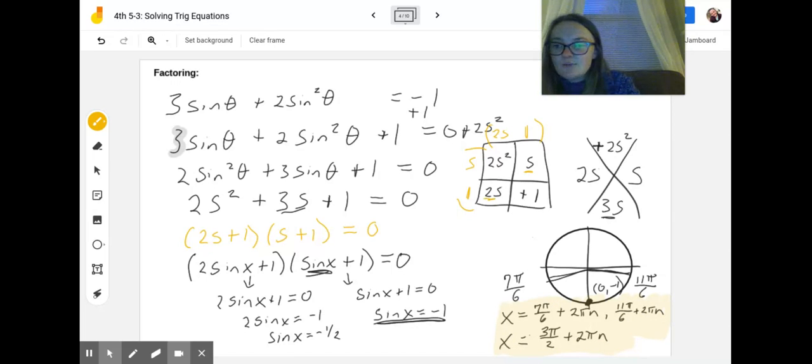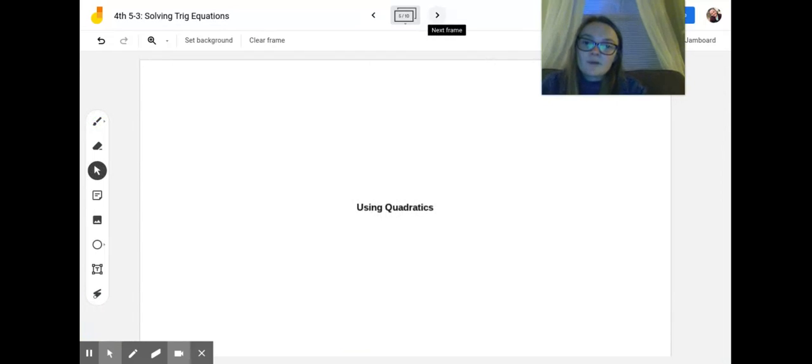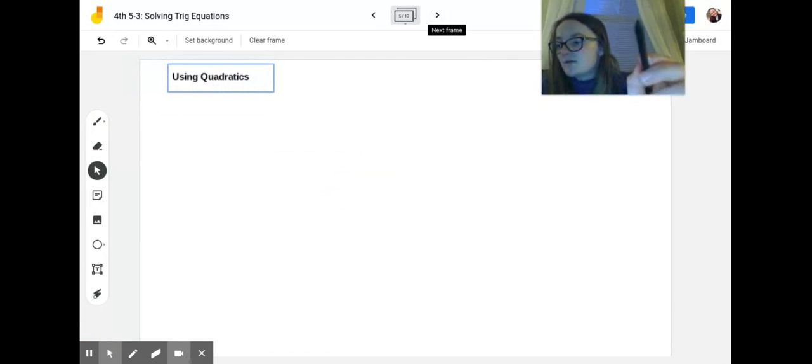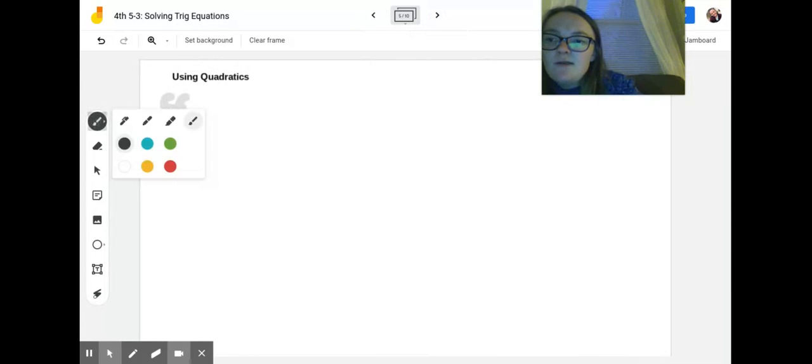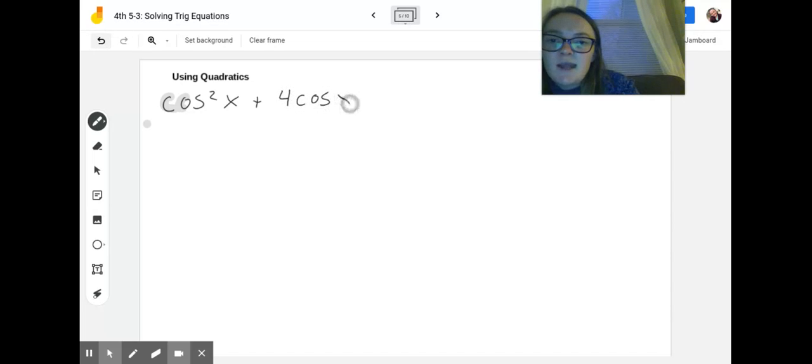All right, I think we have time probably to do about one more. So, using quadratics. Let's go ahead and try this. This will be the last one we end on. If I have cosine squared x plus 4 cosine x plus 4 is equal to 0, I want to know what must the solution be.